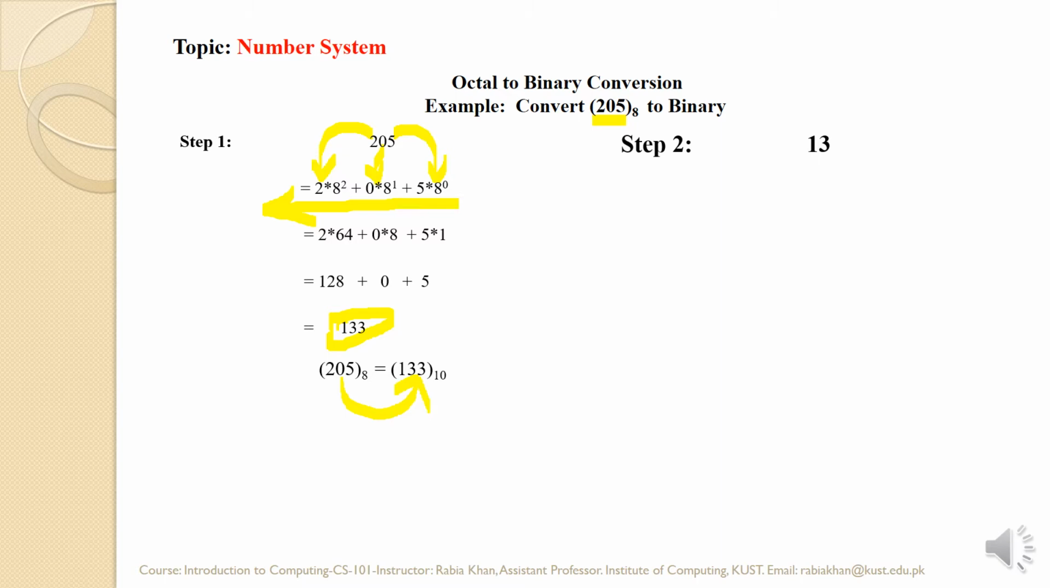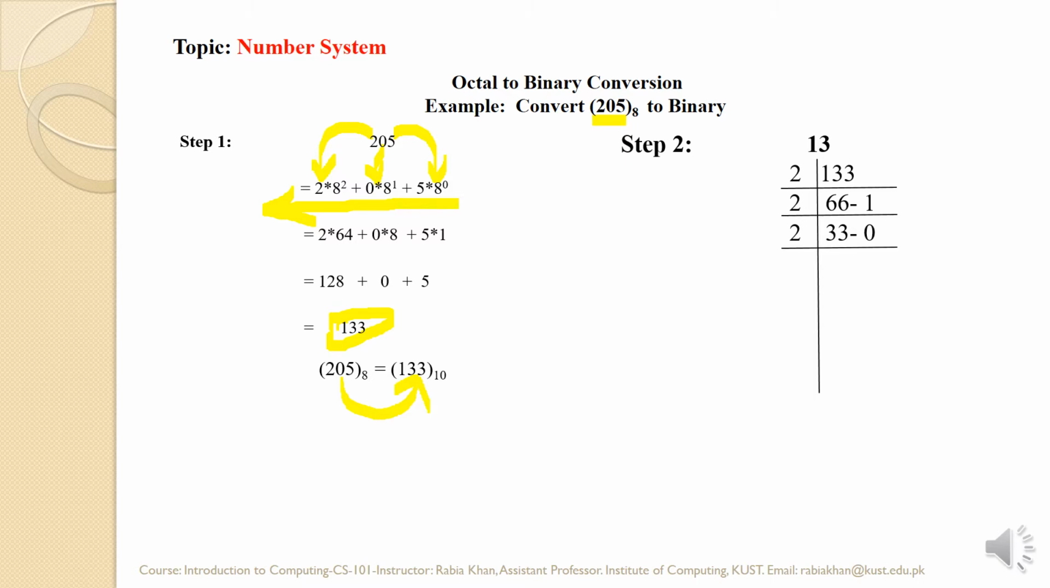133 was the decimal number we just generated by converting the octal number 205. So 133 is repeatedly divided by 2, as we are going to convert this decimal number to binary number. So 133 is divided by 2. The result is 66 as quotient and 1 as remainder. 66 is again divided by 2, and the result is 33 as quotient and 0 as remainder.